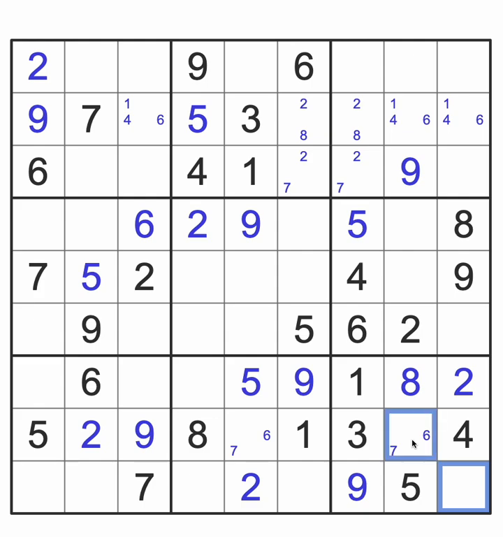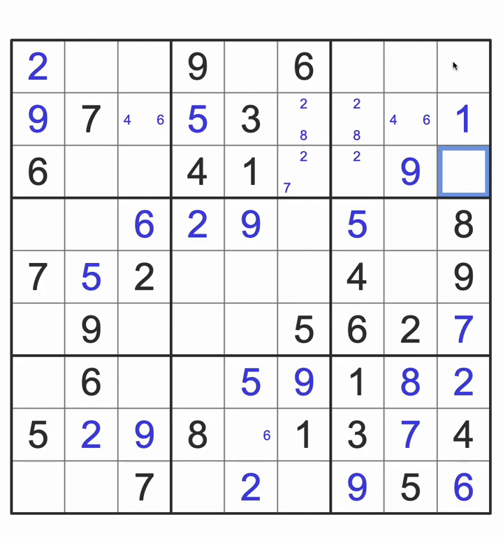And now this box is missing 6 and 7. 7 here makes this cell 6. And this will be 7, which blocks these, gives me 7 here. Oh, sorry. Oh, I haven't cleaned this up. Here's 4. So this is 1. Oh, 1. And these are 3 and 5. This 1, 2, 7, 8.